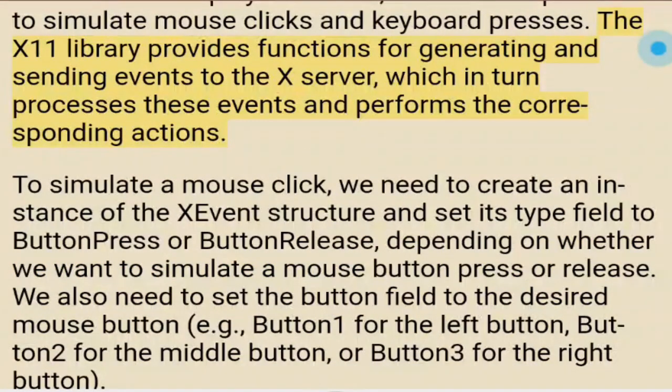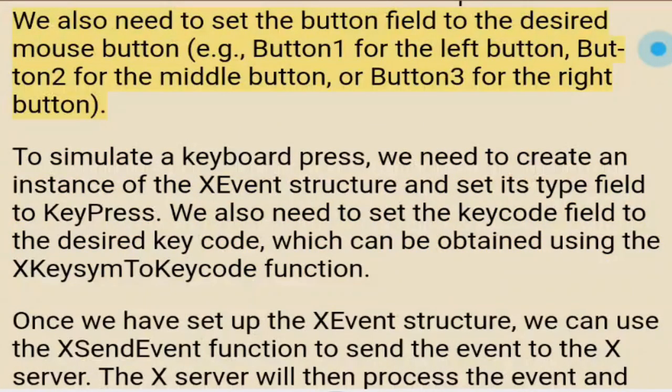The X11 library provides functions for generating and sending events to the X server, which in turn processes these events and performs the corresponding actions. To simulate a mouse click, we need to create an instance of the X event structure and set its type field to ButtonPress or ButtonRelease, depending on whether we want to simulate a mouse button press or release. We also need to set the button field to the desired mouse button, e.g., button 1 for the left button, button 2 for the middle button, or button 3 for the right button.